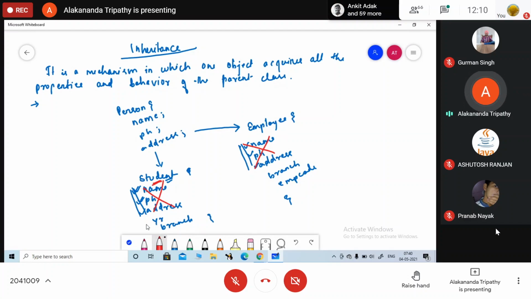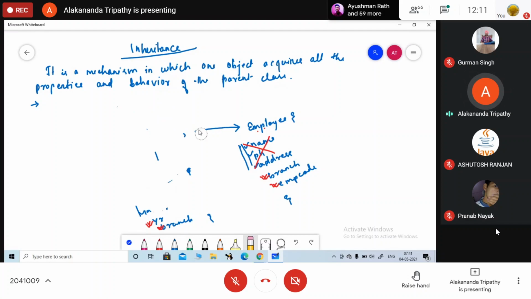Along with it, we have the year and branch. Similarly, if the employee class is going to be inherited from the person class, these three things will come under the employee class. Along with it, the branch and employee code. Okay, so this is one advantage of inheritance. I'm erasing this part. We can reuse the code in a number of classes if we use the concept of inheritance.